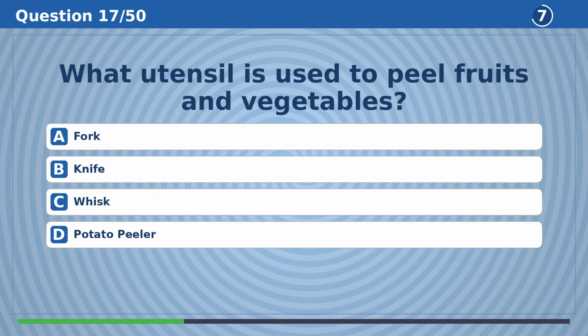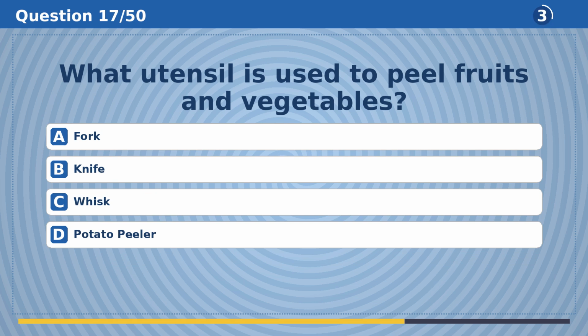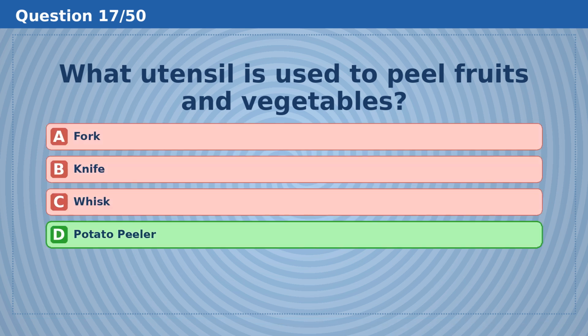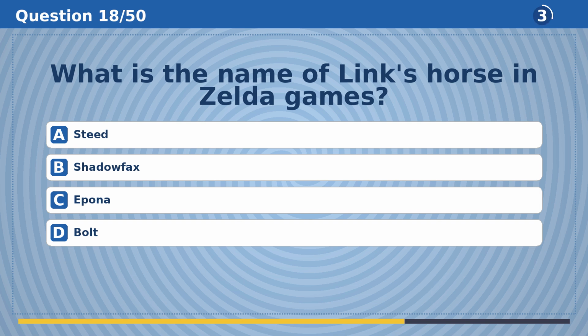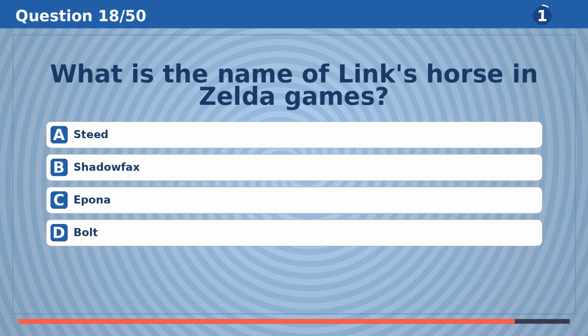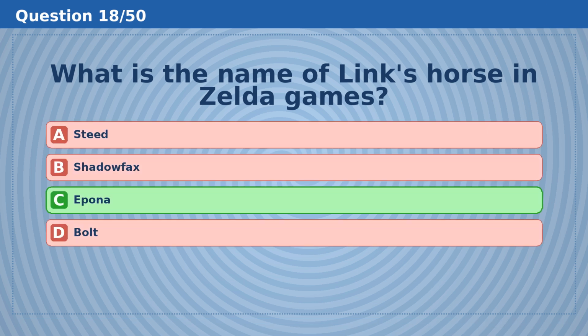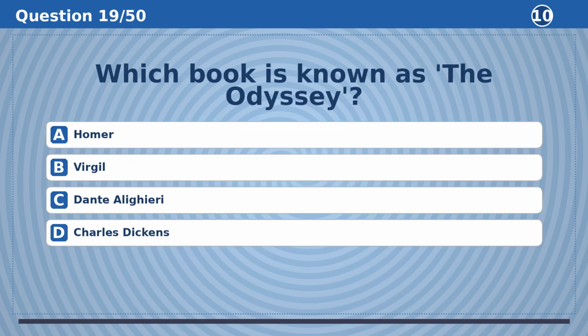What utensil is used to peel fruits and vegetables? The answer is D. Potato peeler. What is the name of Link's horse in Zelda games? The answer is C. Epona.